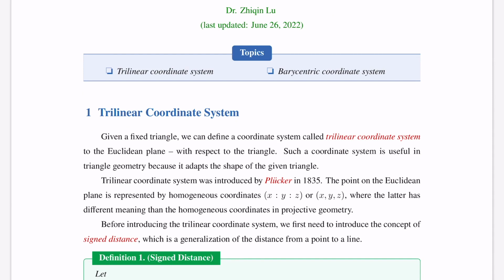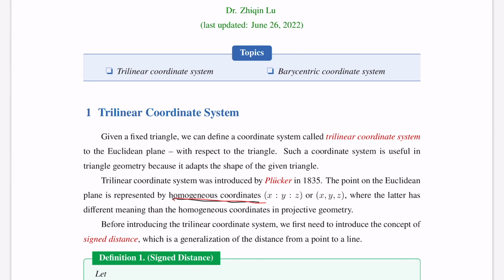The trilinear coordinate system was first introduced by Plücker in 1835. It is related, or adaptive, to a fixed triangle. This is a kind of what we call a homogeneous coordinate system. Homogeneous, in the sense that we don't just use two real numbers, just like in the Cartesian, in analytic geometry, where we use a pair of real numbers to represent a point. In the trilinear coordinate system, we use three numbers to represent a point.